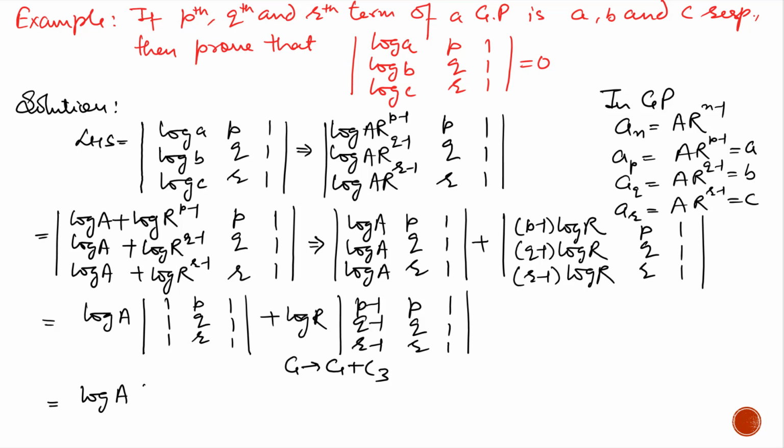Now we use the operation C1 replaced by C1 plus C3. The first determinant is equal to 0. In the second determinant we get first column p, q, r and the other two columns remain the same, because C1 equals C2, so the value of the determinant is equal to 0.